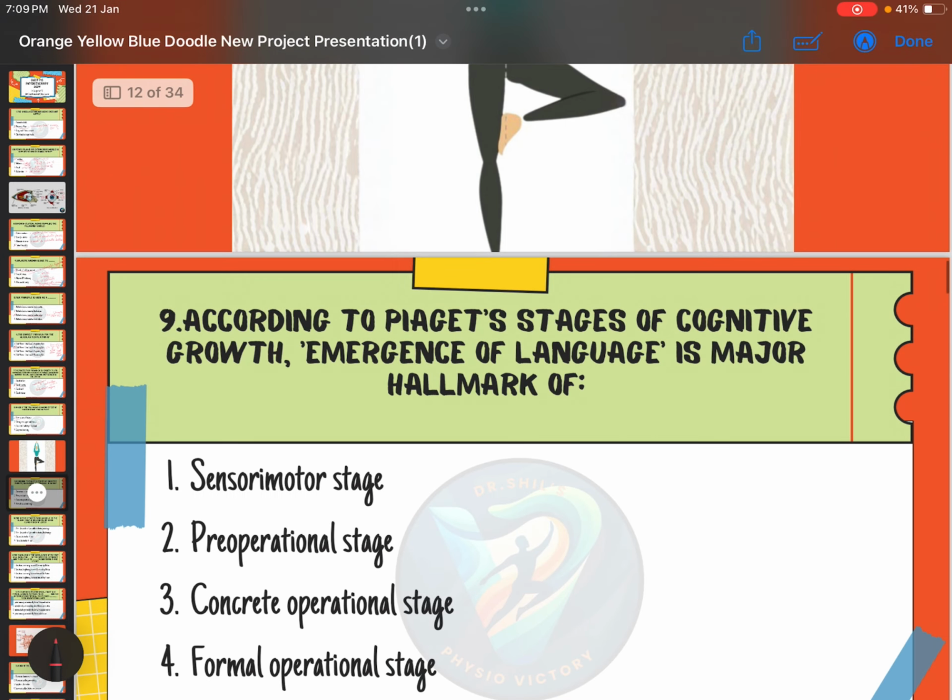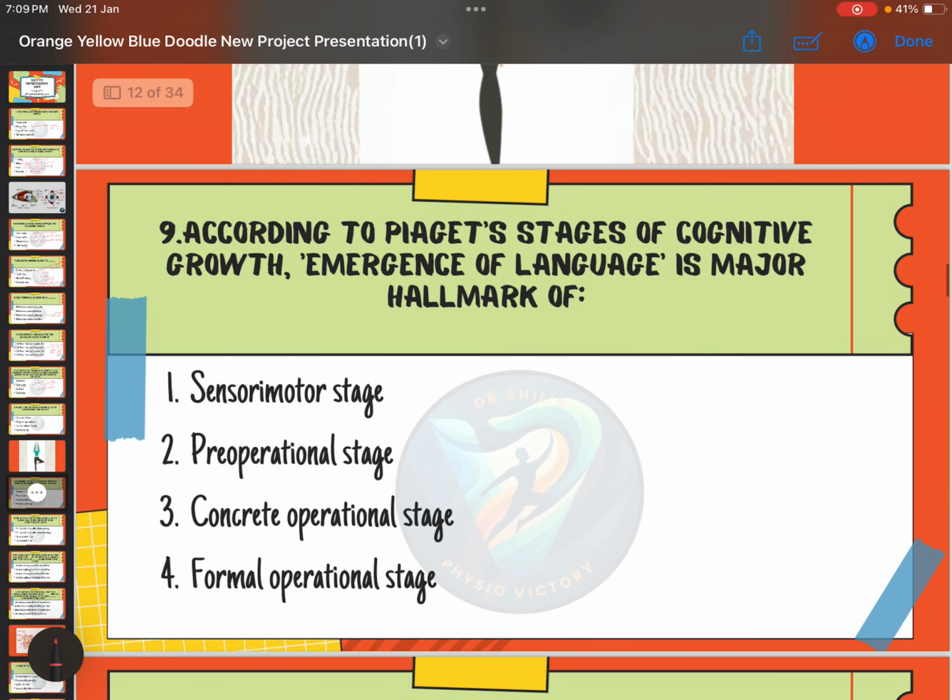Next, come to question number 9. According to Piaget's stages of cognitive growth, emergence of language is a major hallmark of option 1 sensory motor stage, option 2 pre-operational stage, option 3 concrete operational stage, option 4 formal operational stage. Here the correct answer is option 2 pre-operational stage.